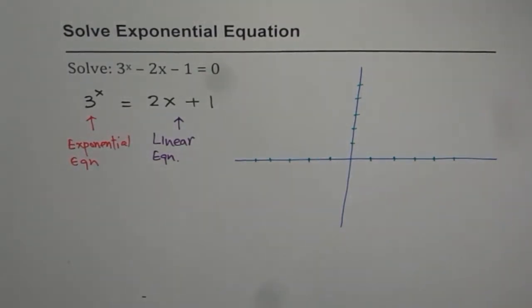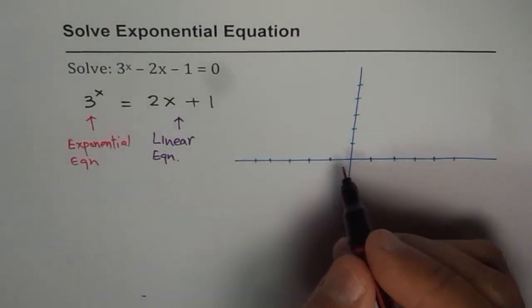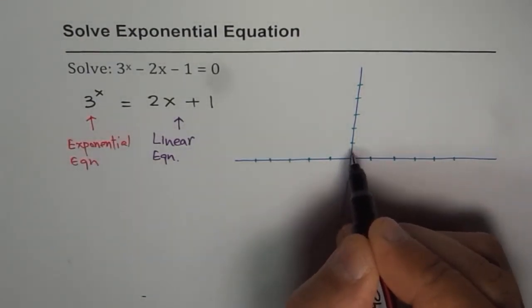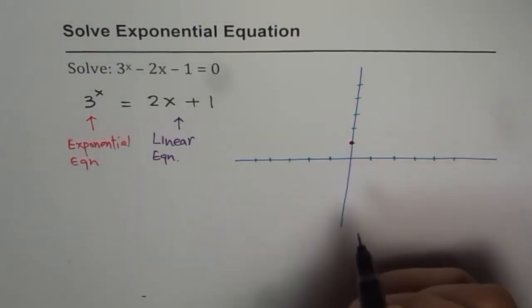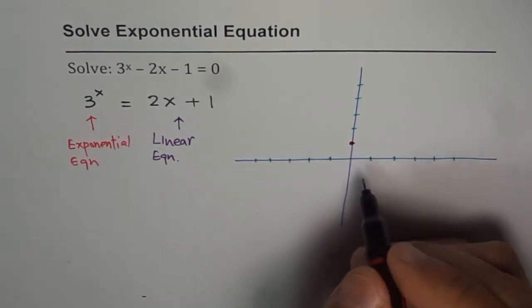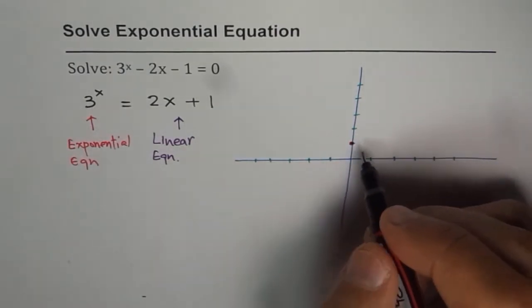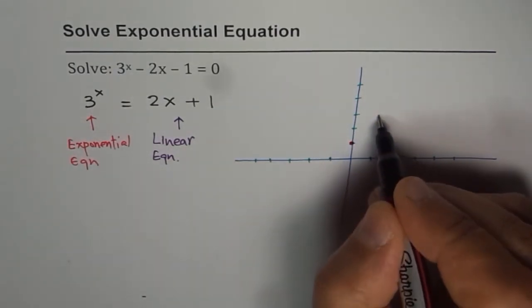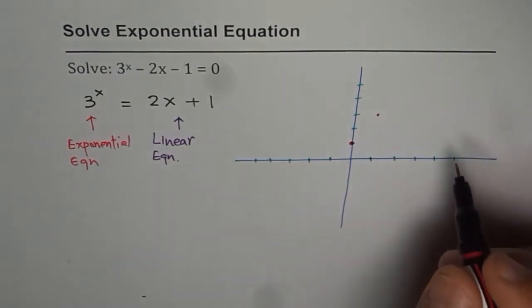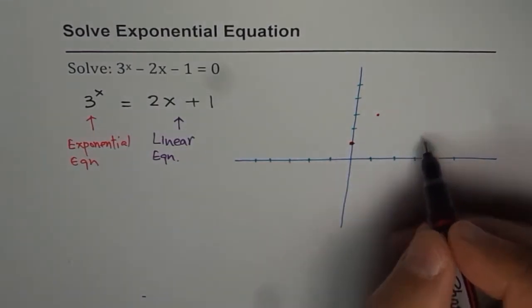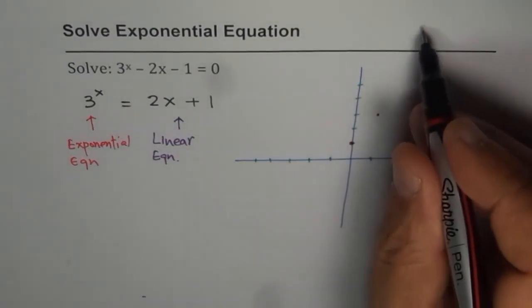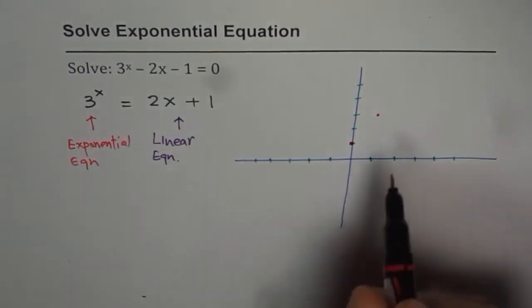Now, to draw the exponential graph, we can take a few values. Let's start with x equals 0. If I take x equals 0, anything to the power of 0 is 1, correct? So that's my first point. If I take x equals 1, since it is 3 to the power of x, it will be 3. So for 1, my point will be kind of here, and for 2, it will be quite high, right? So we have gone up to 9, somewhere outside the scale.